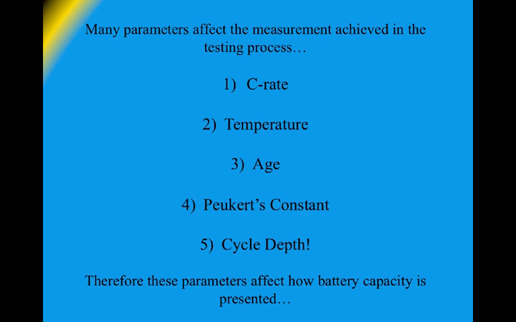So there are many parameters that affect the measurement of a battery's capacity. In the testing process, we've got at least 5 that we have to take into consideration to understand how battery capacity is presented. We will go over these 5, which include the C rate, the battery temperature, battery age, Peukert's constant, and cycle depth.